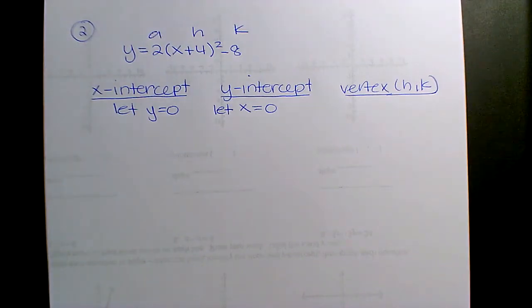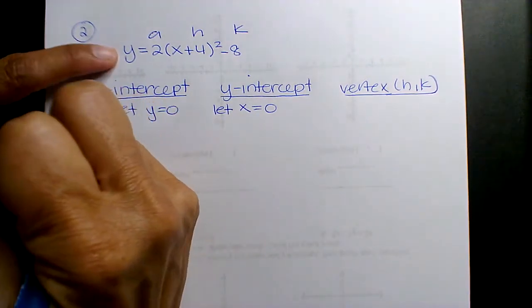Vertex form, x-intercept, y-intercept, vertex. So we'll do the difficult one first, which is the x-intercept. Y-intercept and vertex will be really, really quick. Most of you have it right, okay? So for the x-intercept, you let y equal 0, and then you isolate x. It's a multi-step equation that you're solving for. So 0.